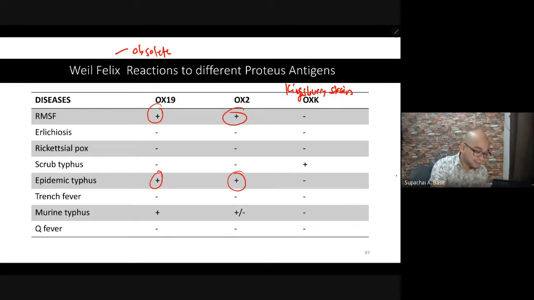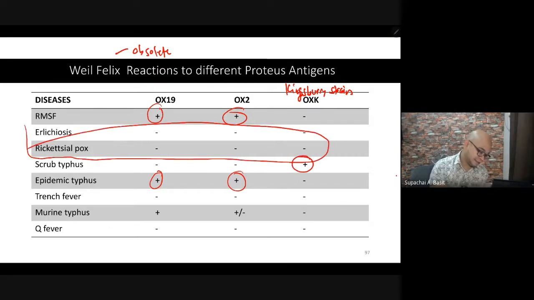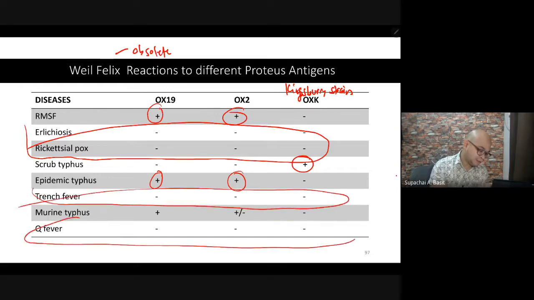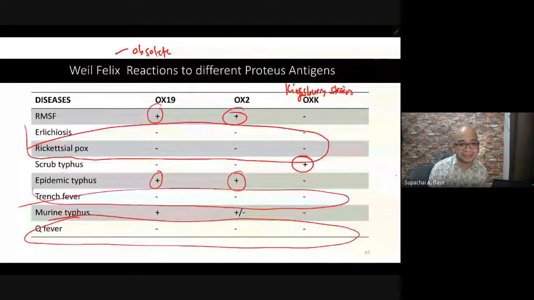Scrub typhus will only yield a positive result in OXK. Ehrlichiosis, rickettsial pox, trench fever, and Q fever will not have any reaction with any of the Proteus antigens. While murine typhus would be positive with OX19, it is variable in OX2.